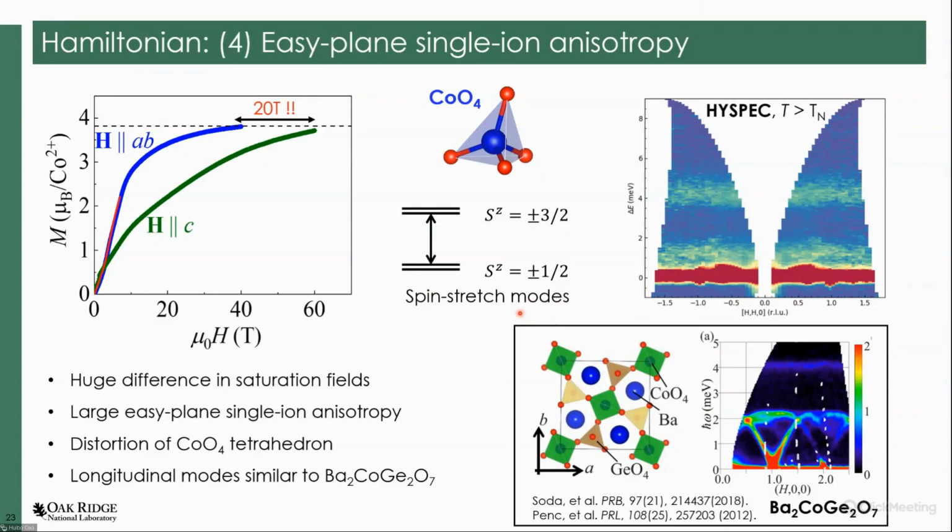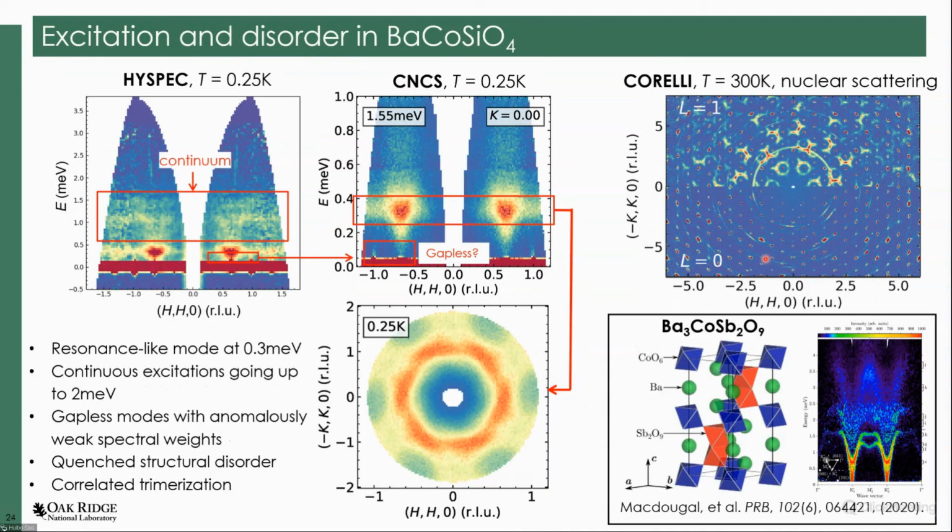There is some similarity. A similar feature is also in the other cobalt material, where you can see a flat band. These are consistent. This is related to stretching. They call it the stretching mode or the Higgs mode. So these high energy excitations are the spin stretching modes, which involve different spin states.